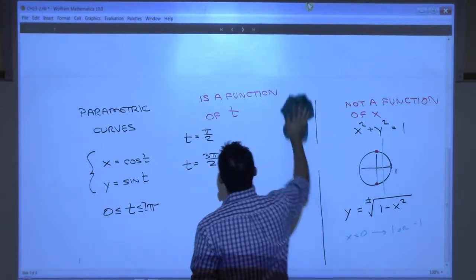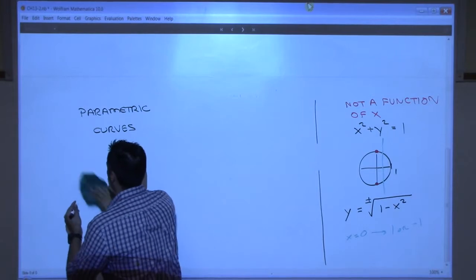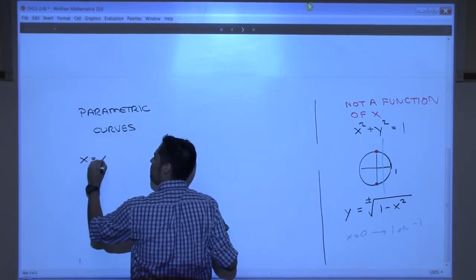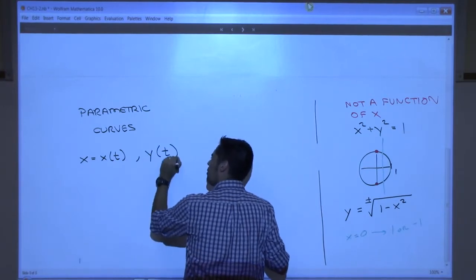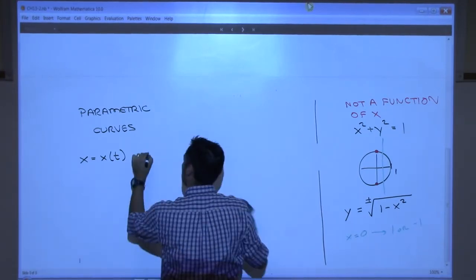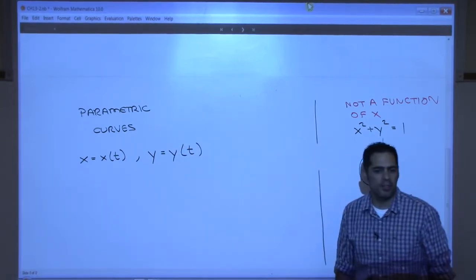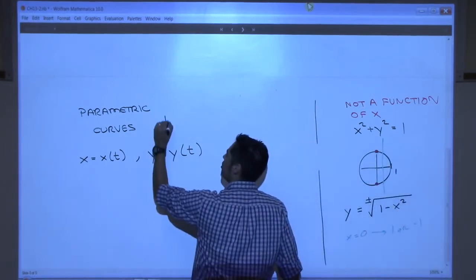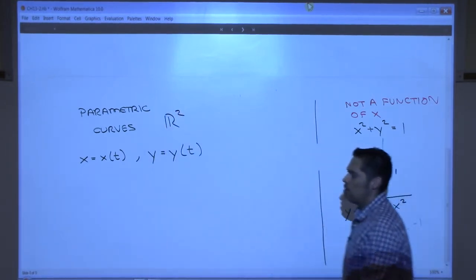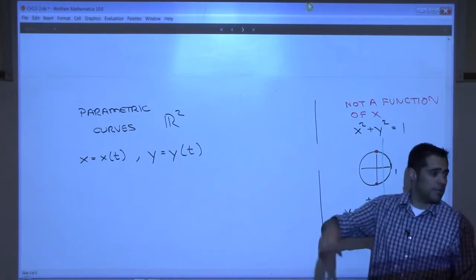So what we normally have for a parametric curve is this. We have x is usually some function of t, and y is equal to some function of t. So they both depend on t. That's what a parametric curve would look like in R2. What about in R3? You would have z as a function of t also, and you could then draw curves in 3-dimensional space.